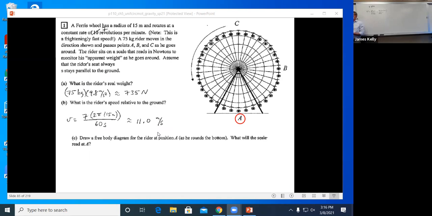Heavier than normal, right? It's the same as when I feel heavier when the elevator accelerates up. I feel heavier, like I'm crushed down to the bottom. It's the same way here. As I'm rounding the bottom, I'm accelerating up. So we're going to find out.